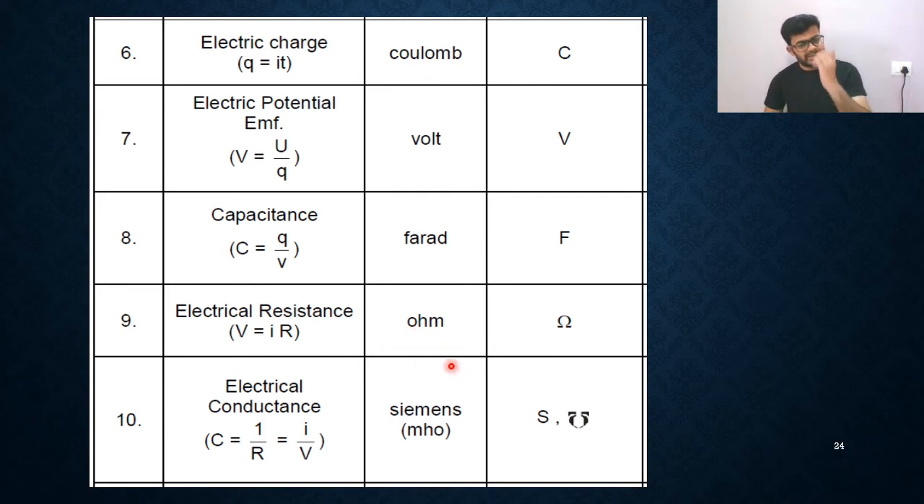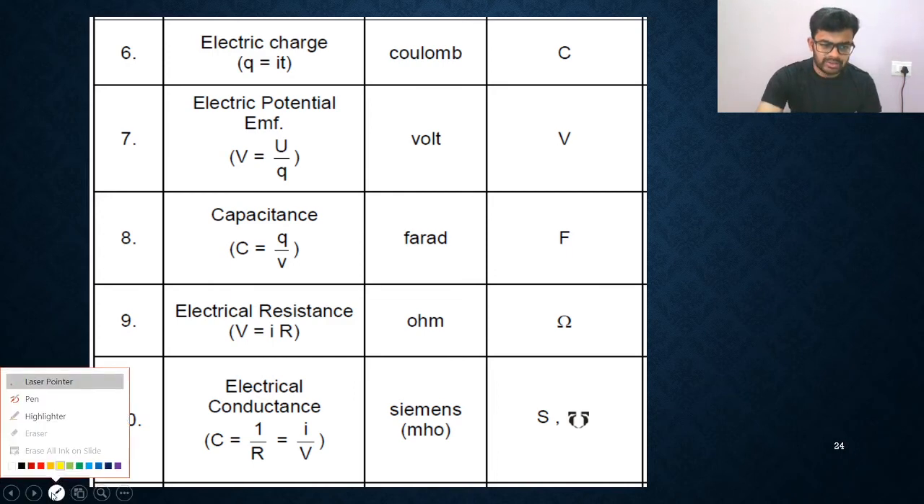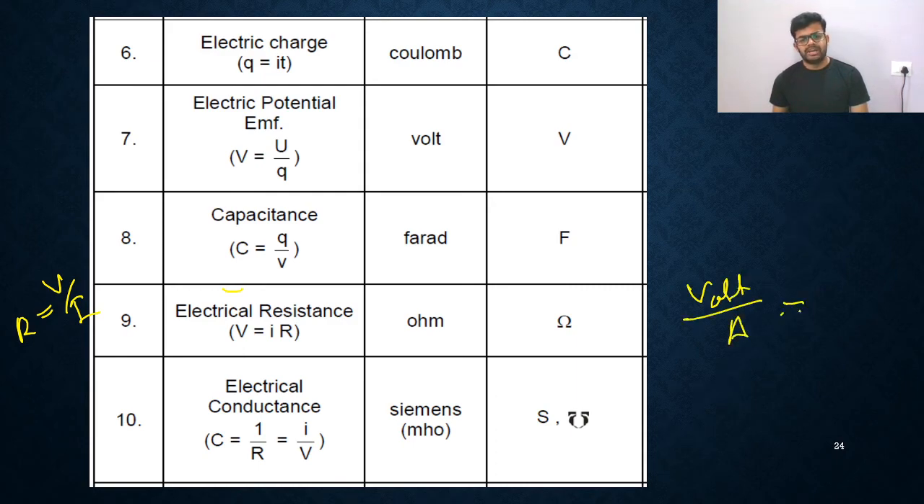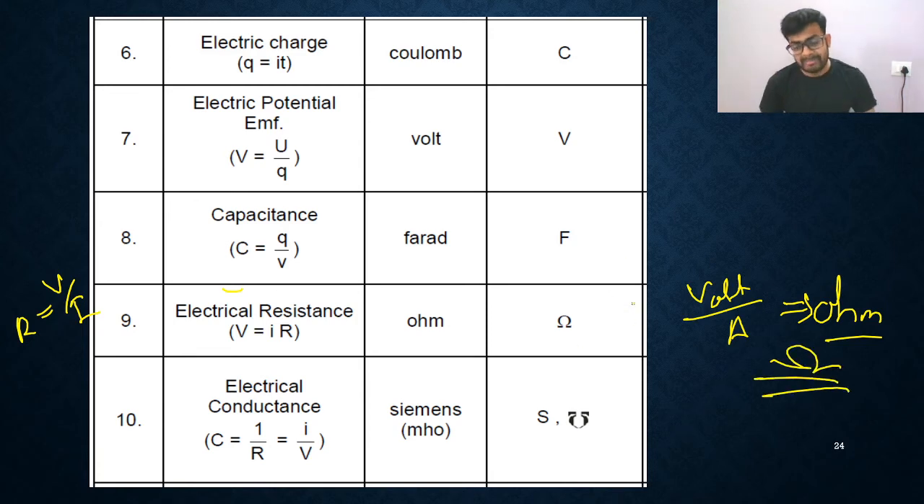So the unit of electrical resistance: R is equal to V, where V is voltage or potential, upon I. So V upon I means volt per ampere, and it is called ohm. Its symbol is like this. You can see the single letters are written; these are symbols. In the middle, you can see coulomb, volt, farad, ohm, siemens. These all are units, and the first column is the physical quantity.